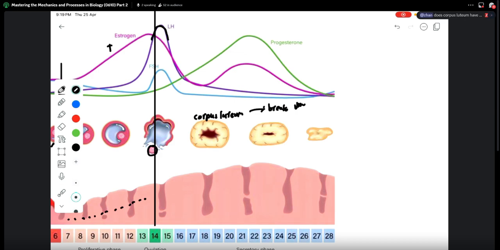Corpus luteum. Oh yes, yellow body. Another name is yellow body. So if you write this in exam, it's still acceptable. Yellow body, corpus luteum is the same thing. Okay?